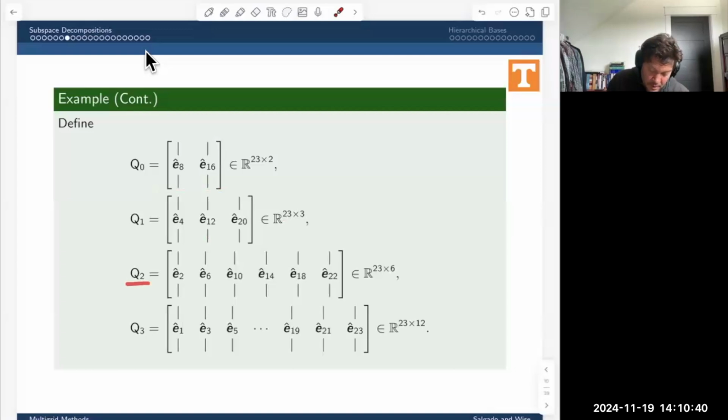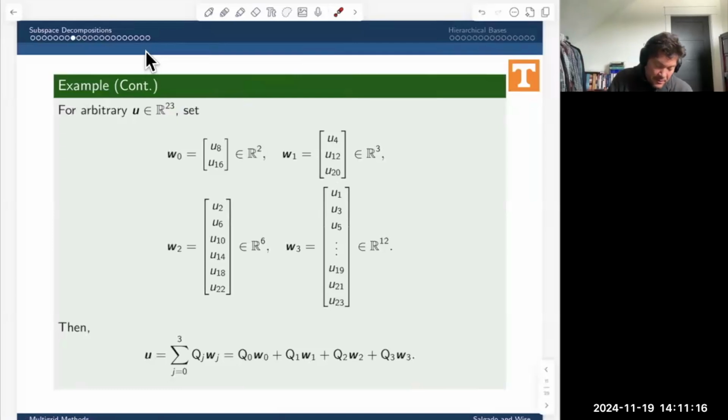What about Q2? It's going to have these 6 indices, 2, 6, 10, 14, 18, 22. Notice that once I've gotten up to Q2, I've taken care of all of the even indices. Okay? 2, 4, 6, 8, 10, 12, 14, 16, 18, 20, 22. And the last matrix Q is going to have all of my odd entries. Okay, so there are 12 odd entries. So this matrix is size 23 by 12.